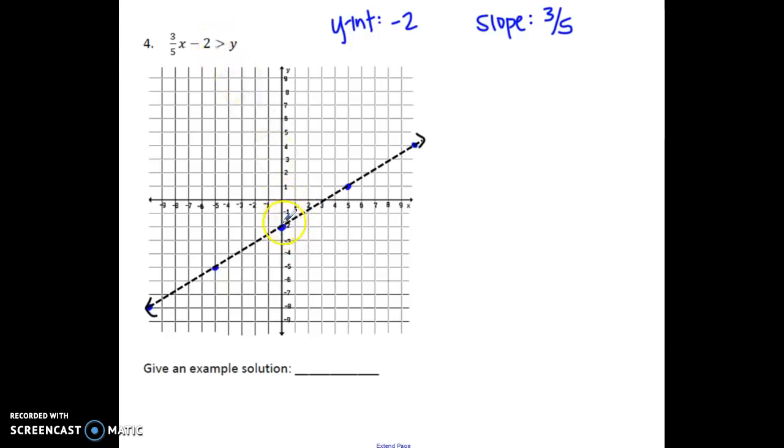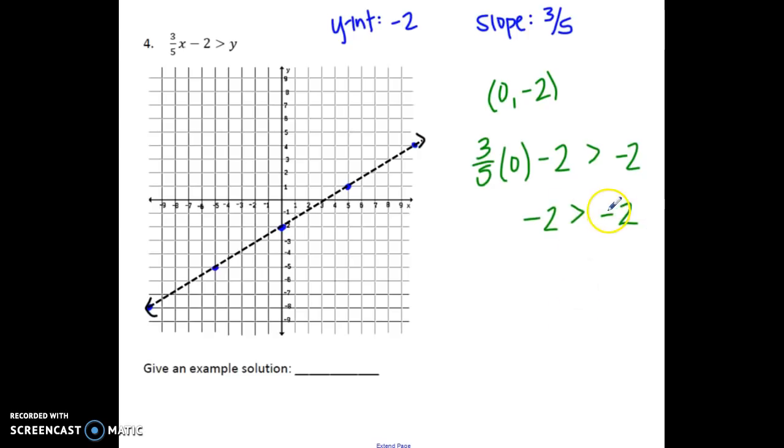If I plugged in the point 0, -2, just to show you what I mean, 0, -2 is on that line, but if I plug that in, 3/5 times 0 minus 2 is greater than y, which is -2. Well, 3/5 times 0 is 0, minus 2 is -2. So we have -2 is greater than -2, and that's not true. They're equal to each other, but one's not greater than the other. So 0, -2 is not a solution. That's why we have that dashed line.